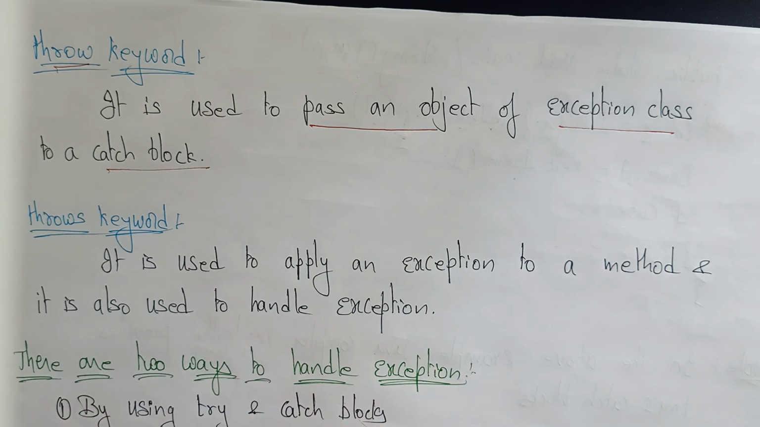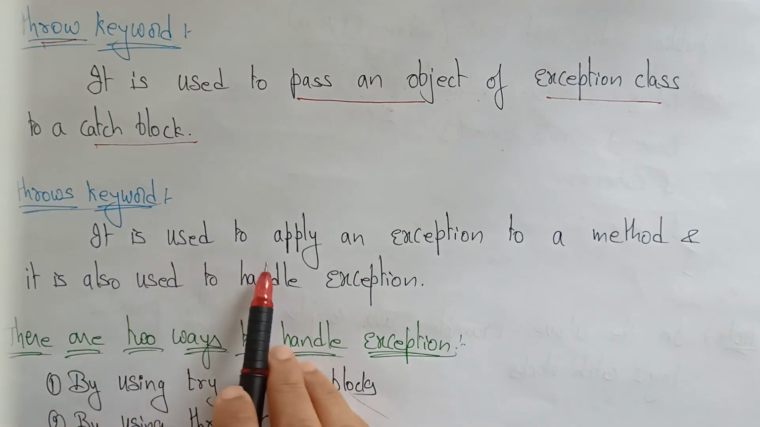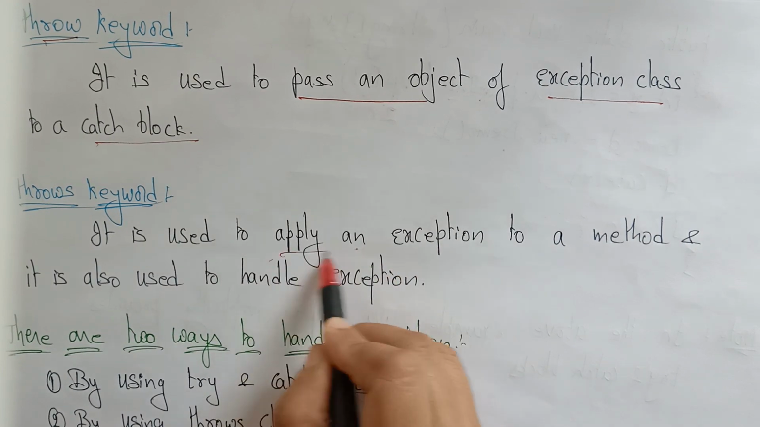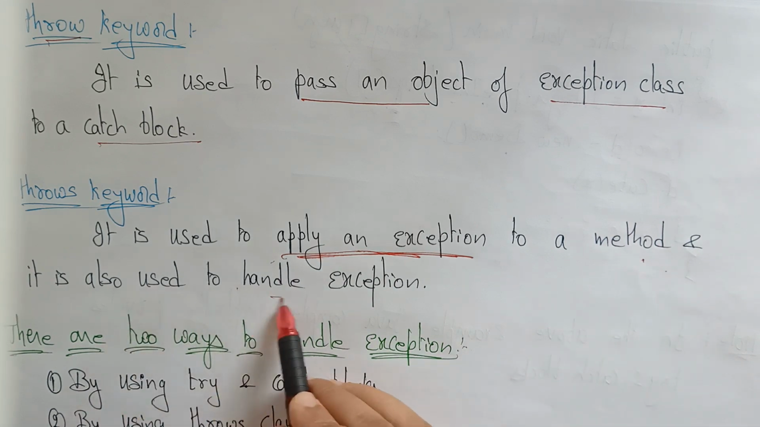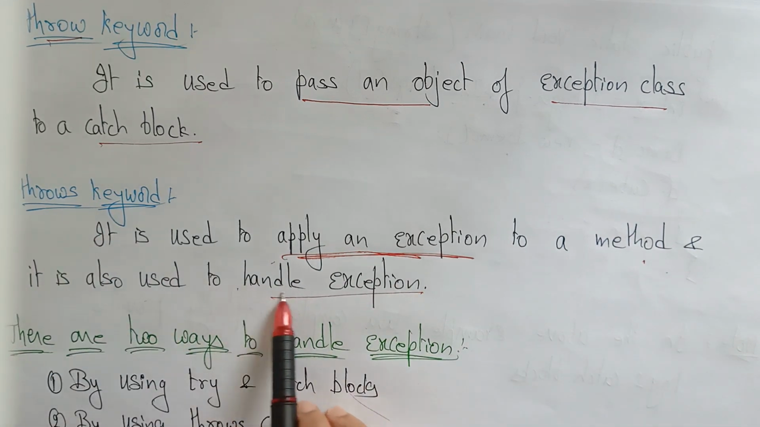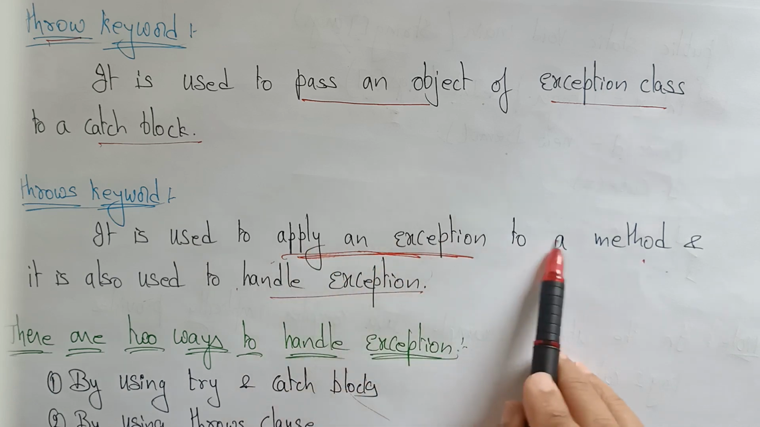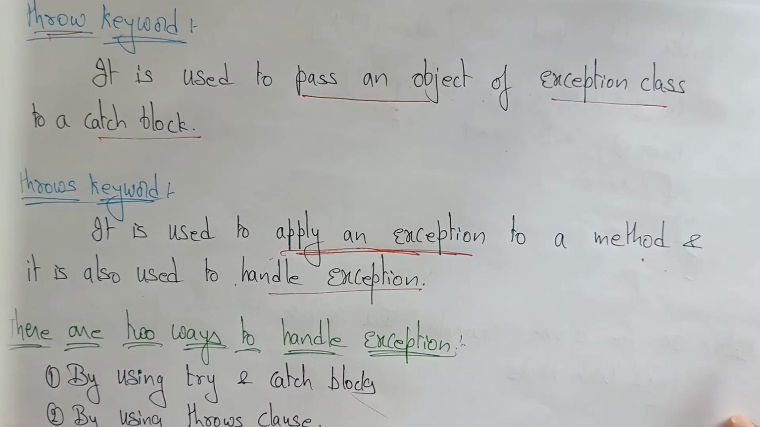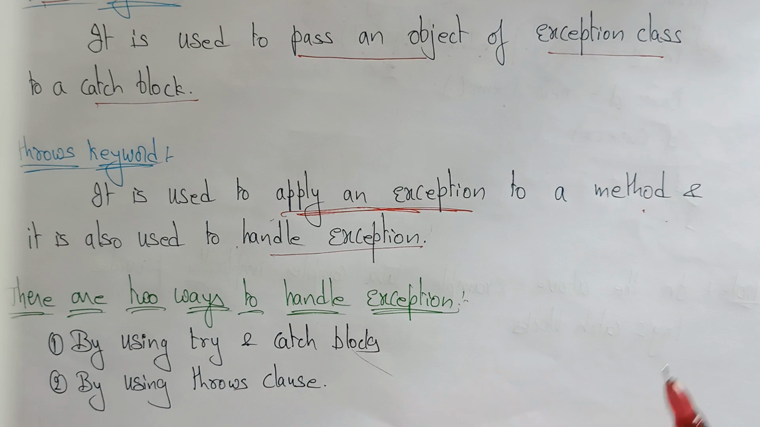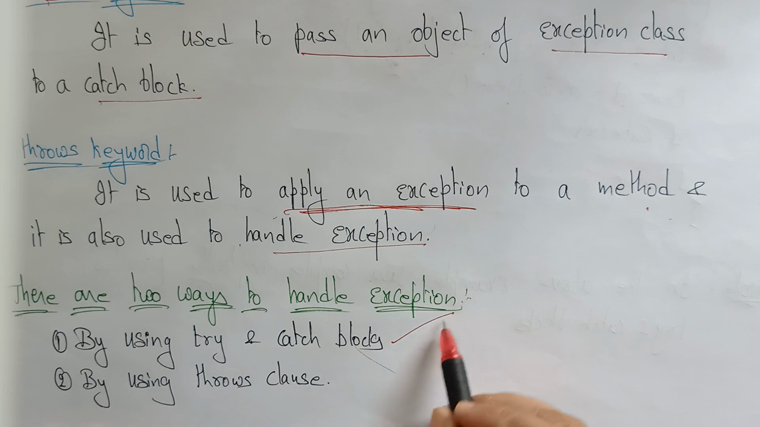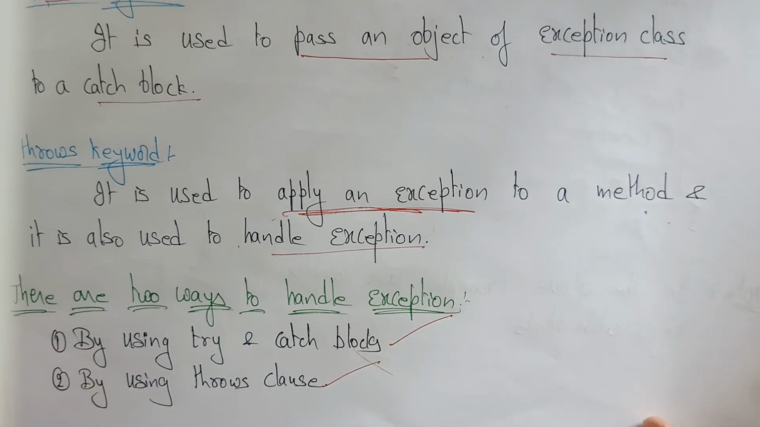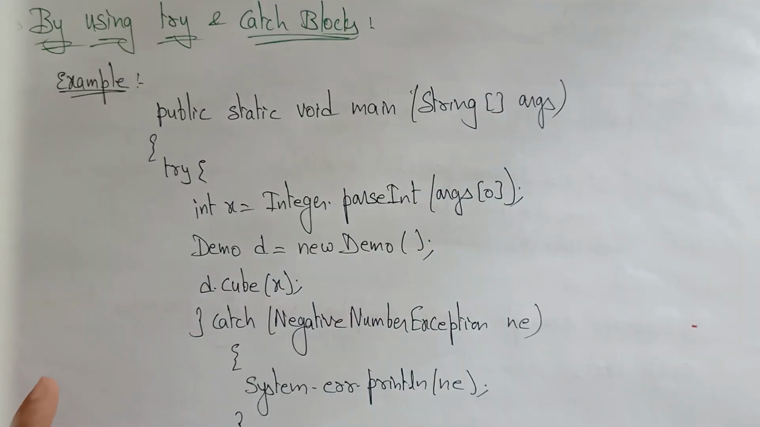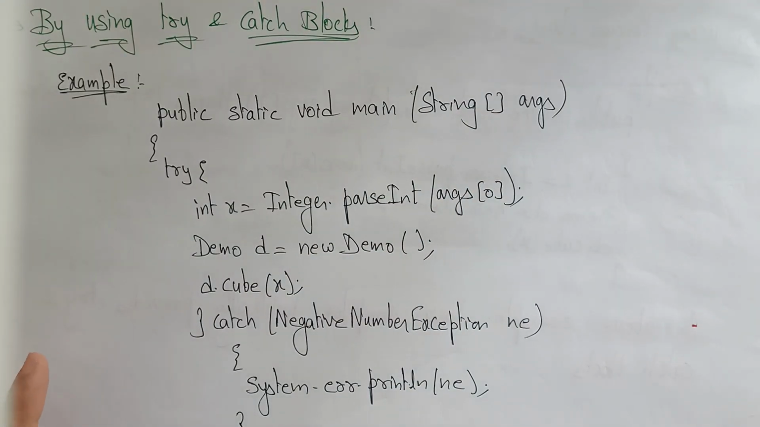Then what about throws? The throws keyword is used to declare an exception to a method, and it is also used to handle the exception. Throws not only handles the exception but also declares an exception to a method. There are two ways to handle exceptions: by using try and catch blocks, or by using the throws clause. You can use these two techniques to handle exceptions. Now I'll explain with code.